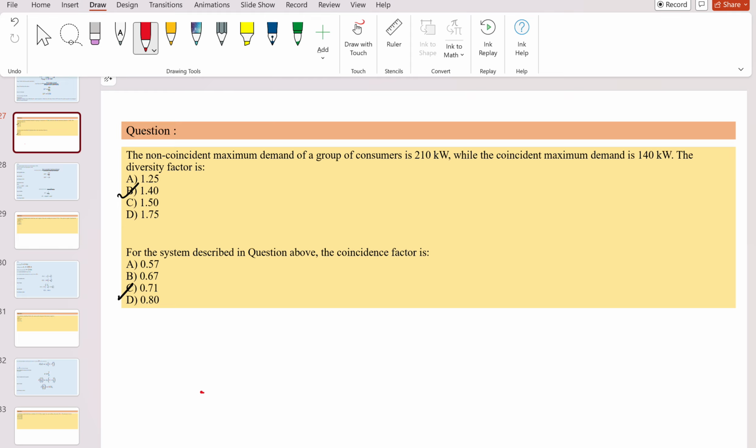So this is a very simple problem. You need to know what the diversity factor is. It is the summation of all the powers of individual houses, divided by the coincidence maximum demand. The non-coincidence maximum demand of the group is 200. Okay, it is already given. This is non-coincidence, which means the summation is already given, so divided by 140. When you solve, it will come out to be 1.5. So option C is correct here.